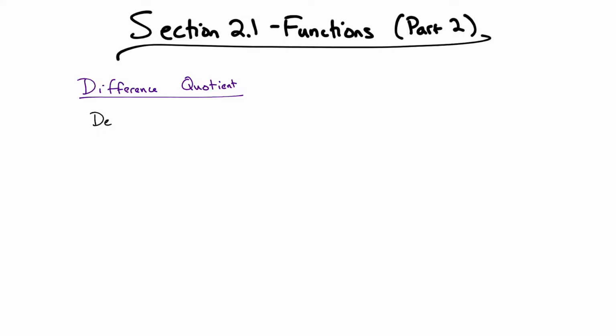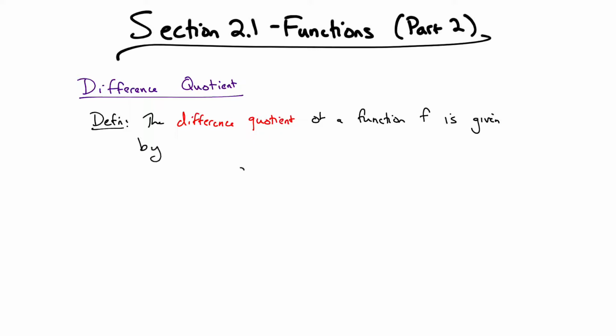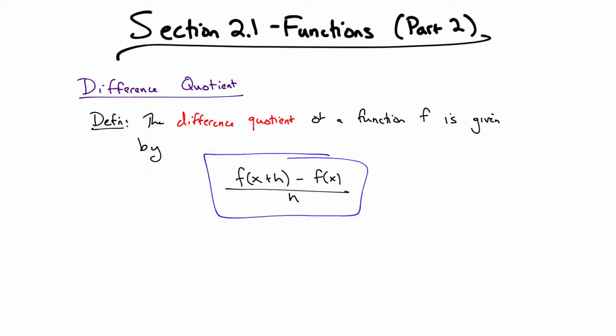So the definition is that the difference quotient of a function f is given by f of x plus h minus f of x over h. That is the difference quotient. That right there, that formula is the difference quotient.